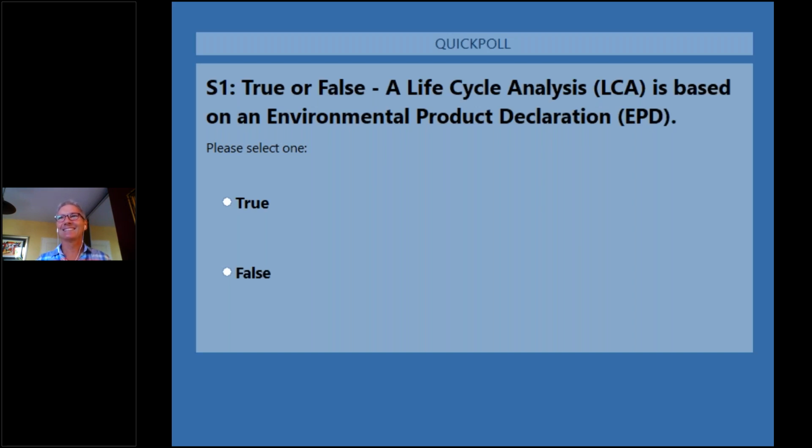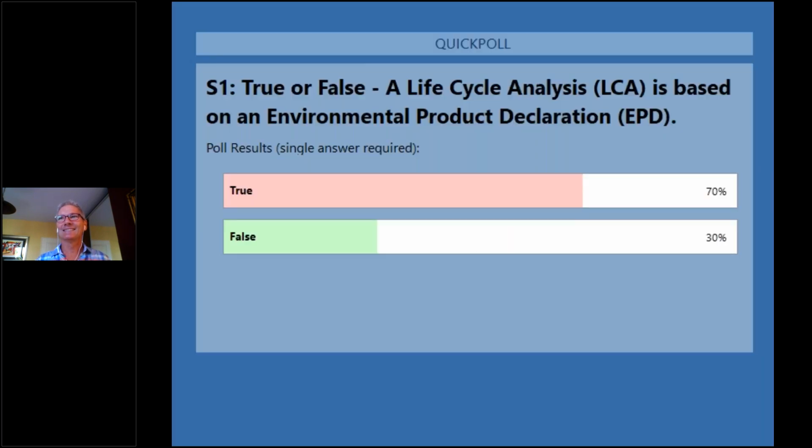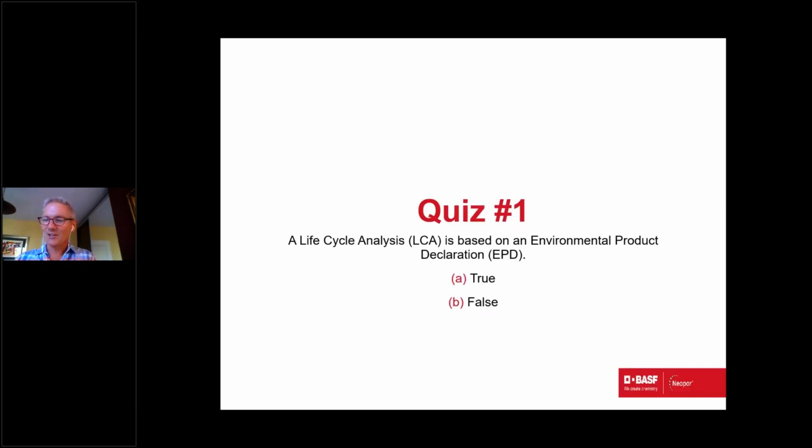All right, let me close this up and see what you all said. Okay, so we had 30% of respondents saying false, with 70% of respondents saying true. 70% true. So, it's actually false. So it's just the opposite, right?